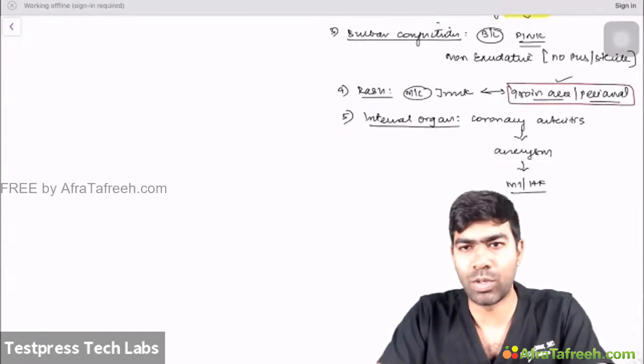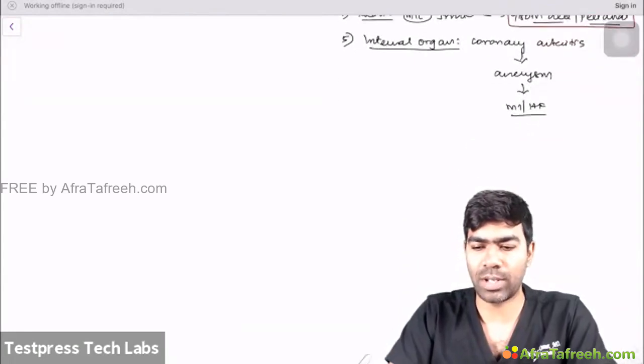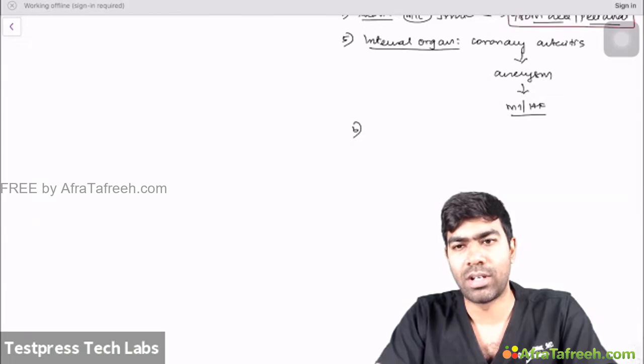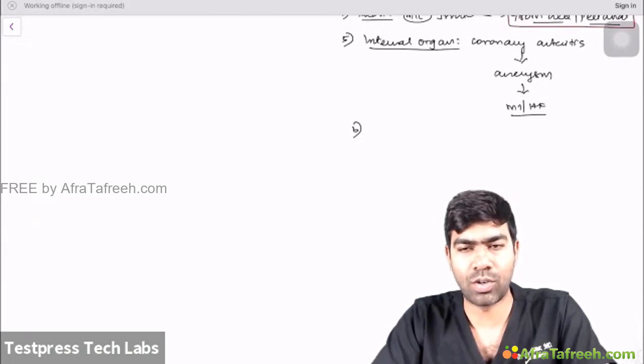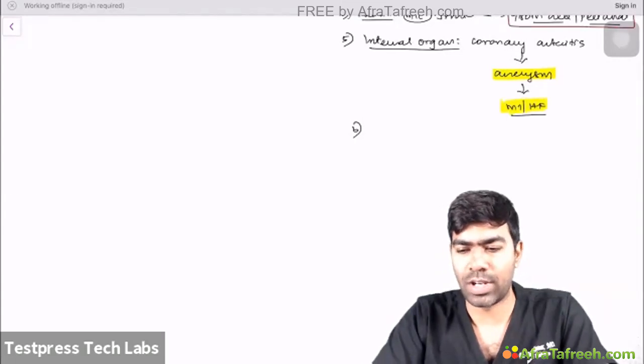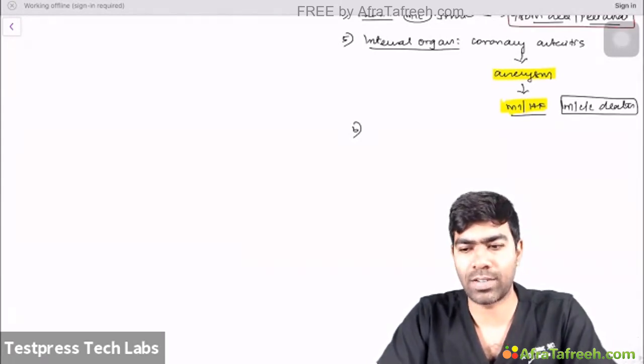A 9-month-old child, 8-month-old child developing MI and sudden death because of MI. Imagine, that's very bad. So that's why this is a very important disease. It can have other organ involvement also, but coronary involvement is classic of Kawasaki. And this aneurysm can be macroaneurysm. It's not micro. It can be macroaneurysms, and MI and heart failure. These are the most common cause of death. Most common cause of death is cardiovascular disease in Kawasaki disease.